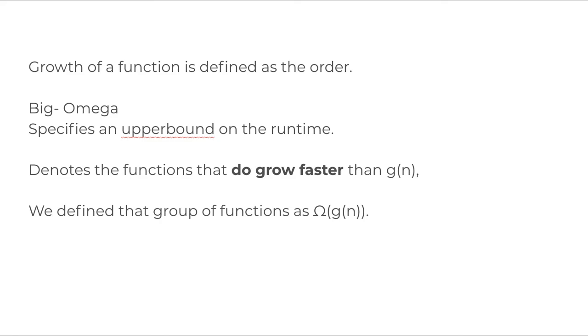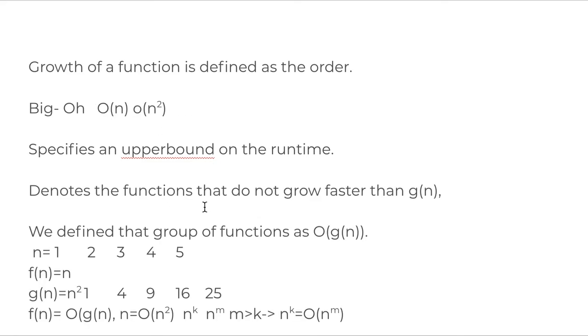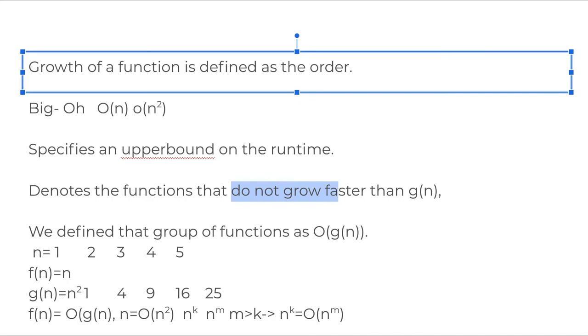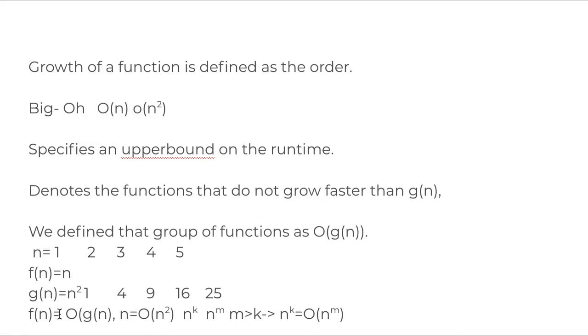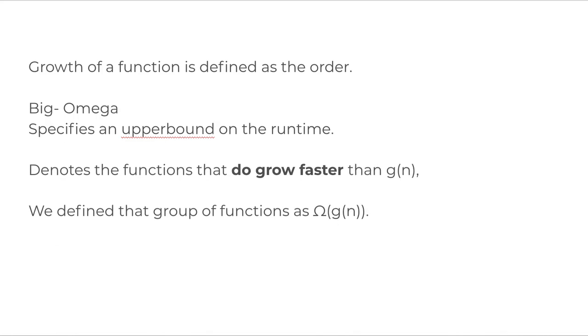Similarly, we had big O right here, which was about functions that do not grow faster than g(n). Similarly, we have something that says it grows faster than g(n), and we define that group of functions as big omega of g(n), right? In this case, f(n) was big O of g(n), but if I had to write it in terms of omega, then g(n) would be big omega of f(n), because it does grow faster than f(n), right?